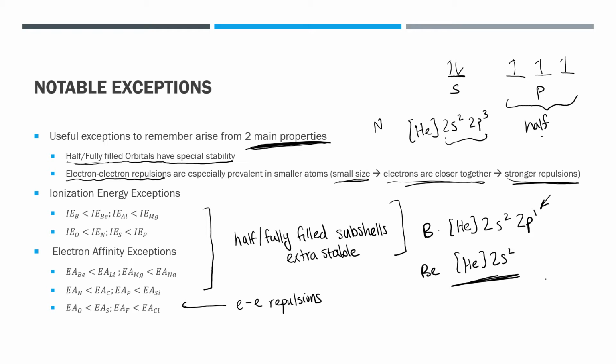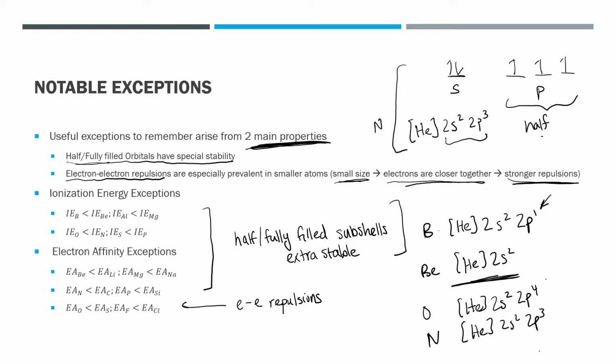Now if we look at the ionization energy of oxygen and the ionization energy of nitrogen, we see the same exact trend. And why is that? If we look at oxygen, what is the electron configuration? We have helium 2s2 2p4, and with nitrogen we have helium 2s2 2p3. And when we drew our nitrogen shell up above, we saw that nitrogen has a half-filled subshell, which is pretty stable, right?